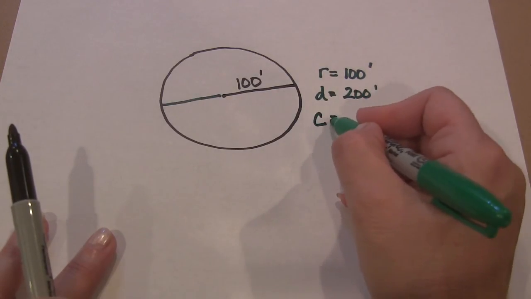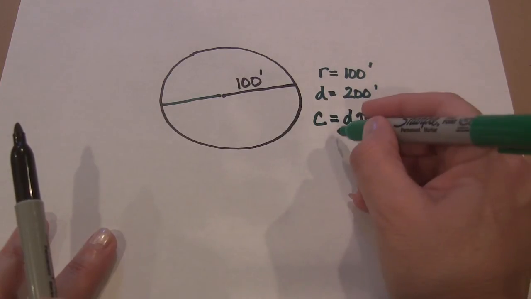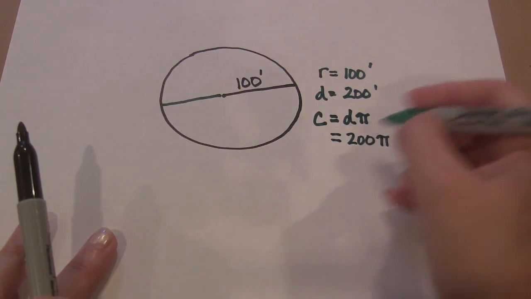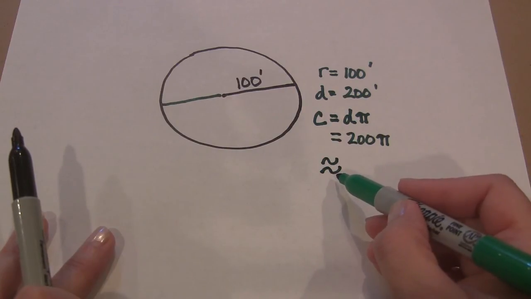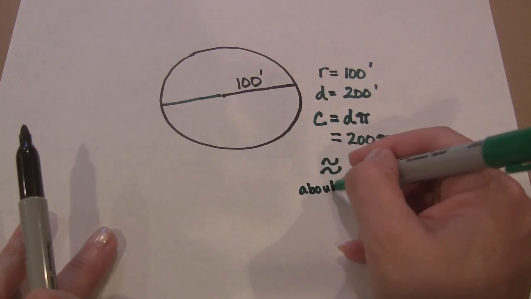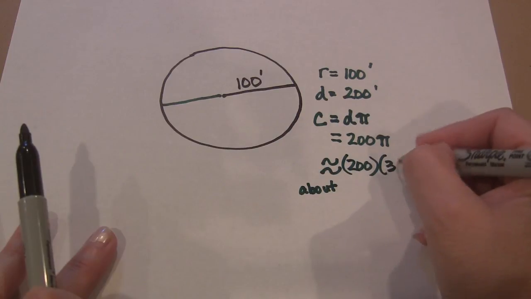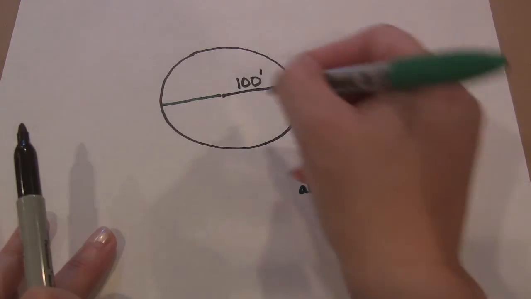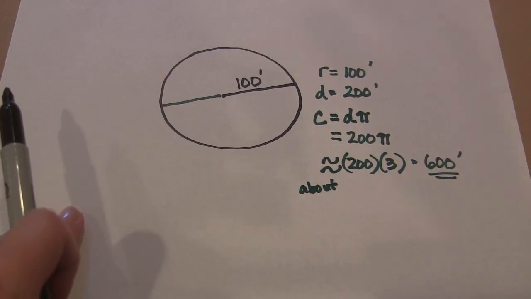And the circumference is going to be the diameter times pi, which is 200 pi, which is about, ooh, look at this little not quite equal sign, a squiggly equal sign. It means about 200 times 3, or 600. So it would be 600 feet to go all the way around. That's how you work with circumference, radius, and diameter.